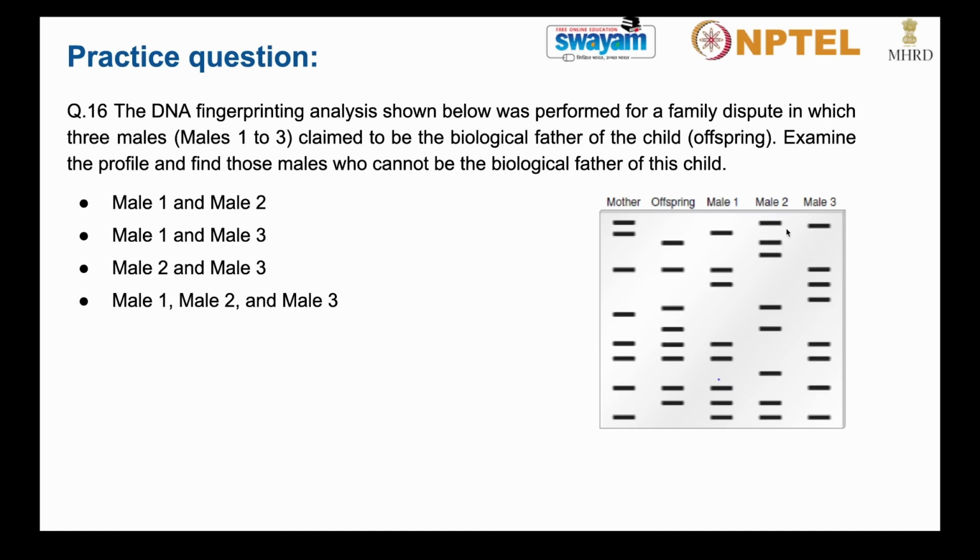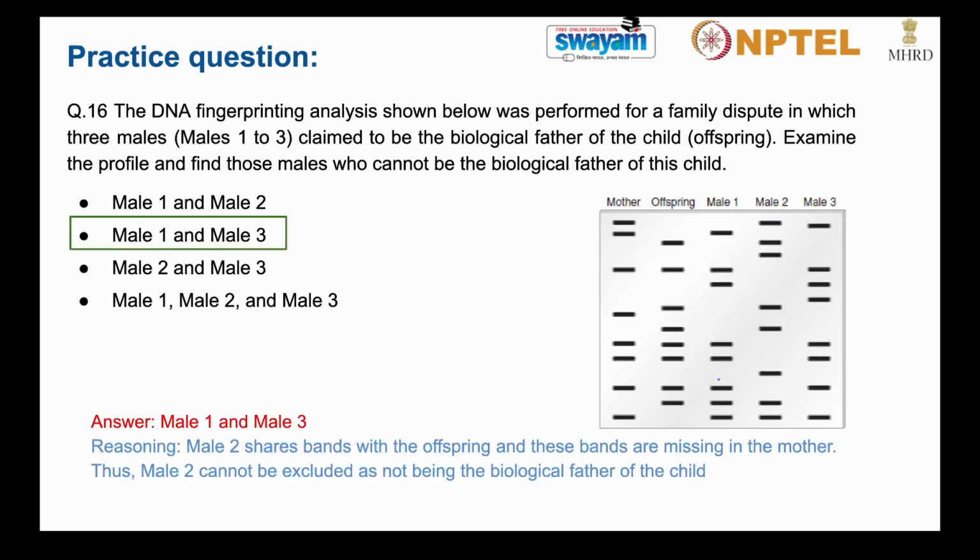So from here you can see that male 1 and 3 can never be the father of the offspring because they lack that band, and this band is also missing in the mother, so it must be present in the father, and so male 2 is the biological father of this offspring. So which males are not his fathers? Male 1 and male 3. So option B is the correct option, and you were right.